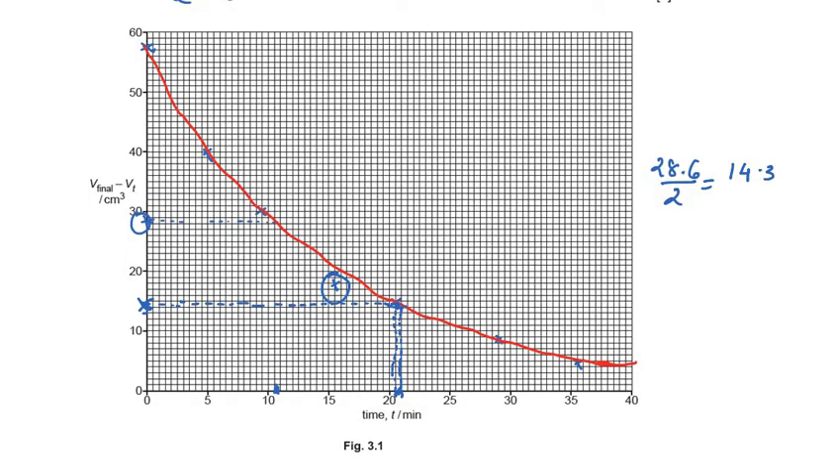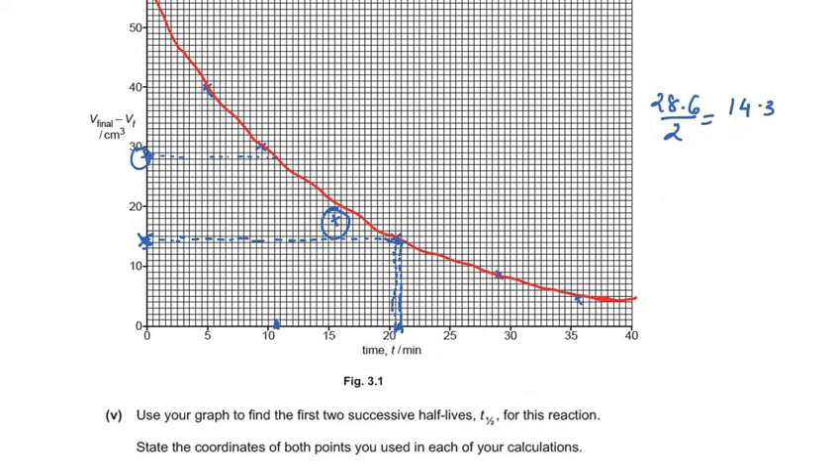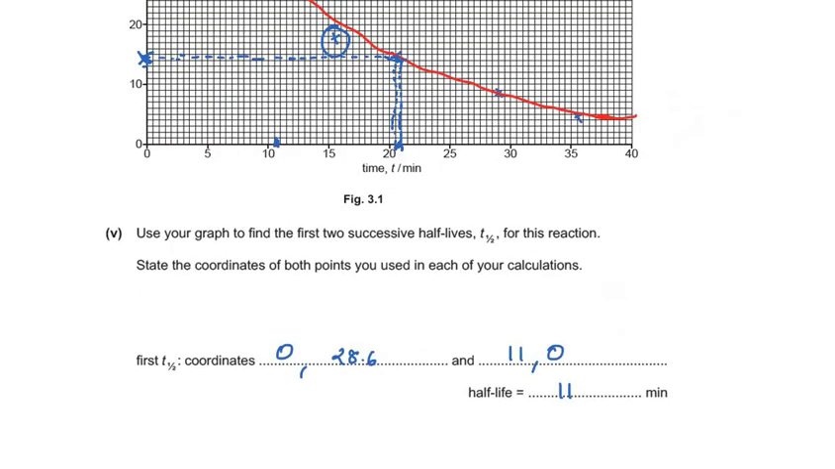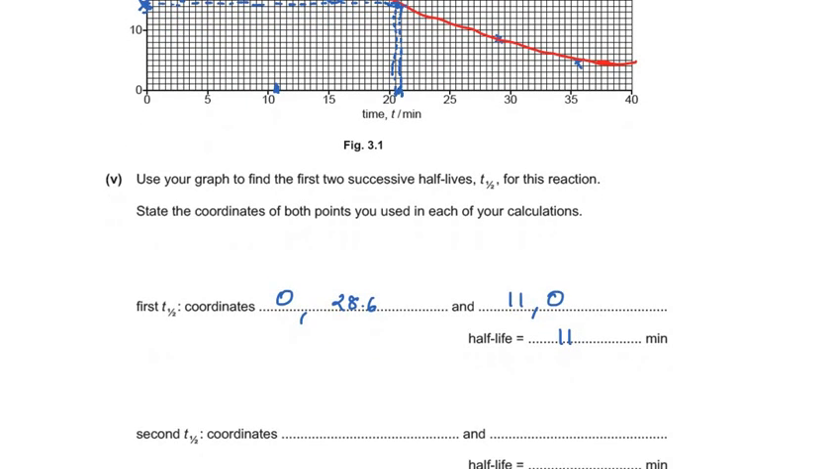So let's go ahead and write the coordinate values for the second t half value. Here we know that on x-axis the value is 0, and the y-axis value is 14.3. And as we had found out the time here, it was 22. So x-axis value is 22 and the y-axis value is 0 for this point. So these are the two coordinates which we have used to find out the half-life.